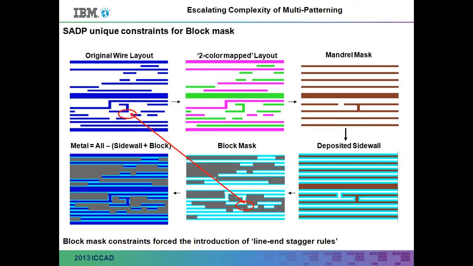The other set of rules that caught us a little bit by surprise in hindsight was this block mask. We have to control the physical dimensions of this block mask. We can't have minimum width, minimum space violations. But we don't want to have the router actually generate this block mask, as that would be too much to ask in the design space. So we have to enforce rules on the metal shapes that guarantee we can make a clean block mask.